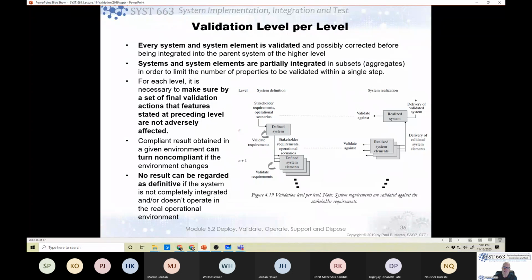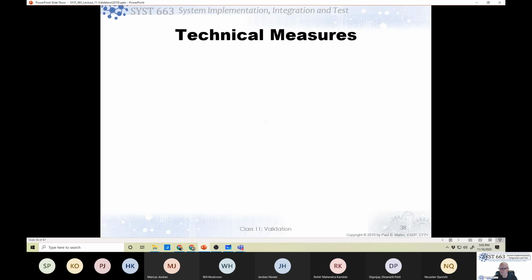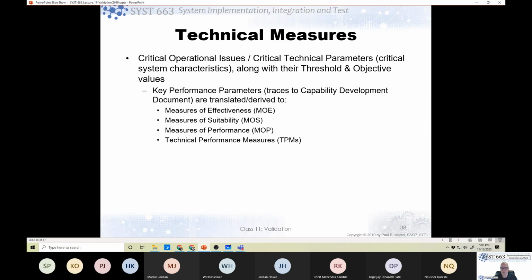And that's where you get validation, just like we did with verification. You do it level by level. You can validate an element so that it can be used within the greater system, and then you build up the subsystem until you get to the larger system. Any questions? We're going fast here. Please stop me if I go too fast or if anything is confusing. One of the things I want to talk to you about is technical measures.